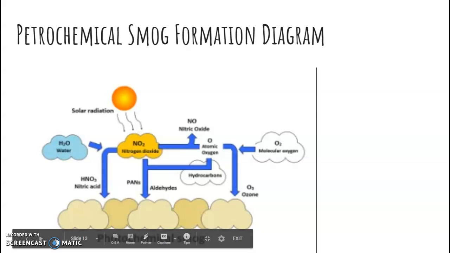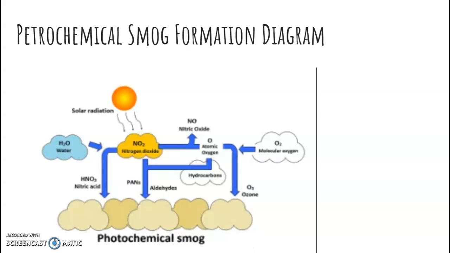Okay, so this is a diagram of how the petrochemical smog is formed, where you've got the sunlight reacting with the nitrogen dioxide. You've got the nitric acid formed along with oxygen, and it shows you how the ozone is formed, and how nitrogen dioxide and nitric acid are reacting with aldehydes and PANs and forming the petrochemical smog. Like I said, you don't need to know all the chemical reactions, but an understanding of this diagram is very important.